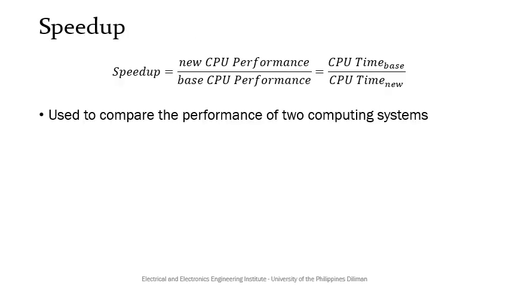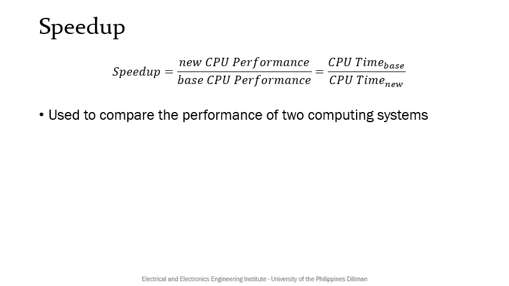Speedup is used to compare the performance of two systems. It is defined as the ratio of performances, but since we are dealing only with CPU performance, then we'll use the ratio of CPU performances instead. Note the denominator is the base or reference performance.